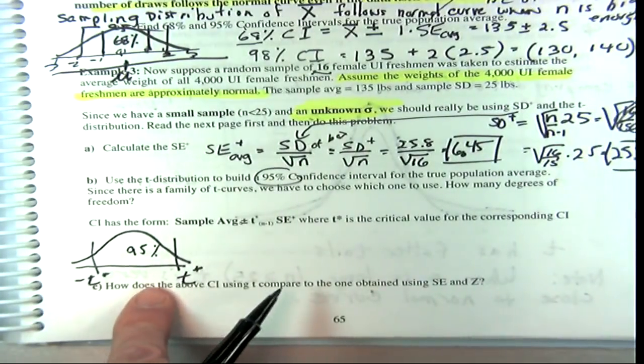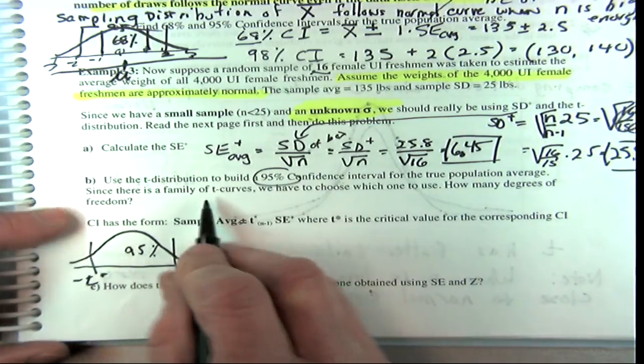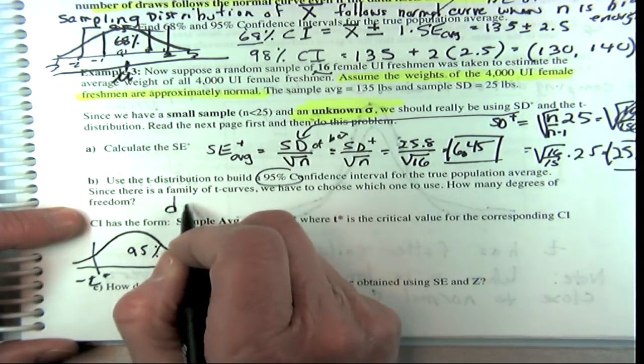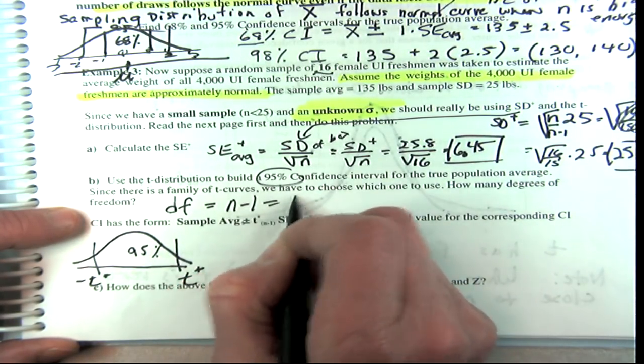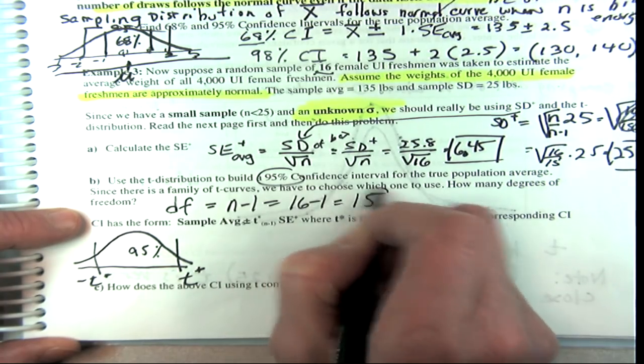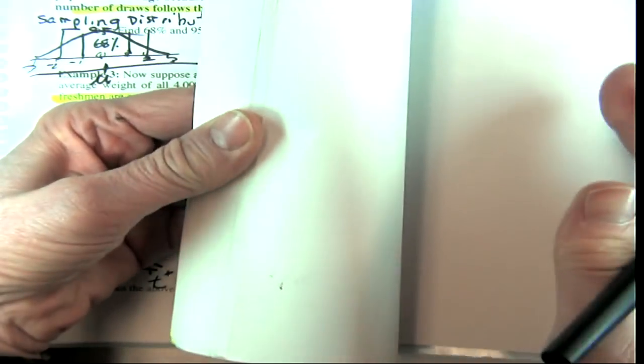So how are we going to find that? We have to look on a t-curve for how many degrees of freedom. Okay, so how many degrees of freedom? We just saw it, so that's going to be n minus 1, which is equal to 16 minus 1, which is 15.